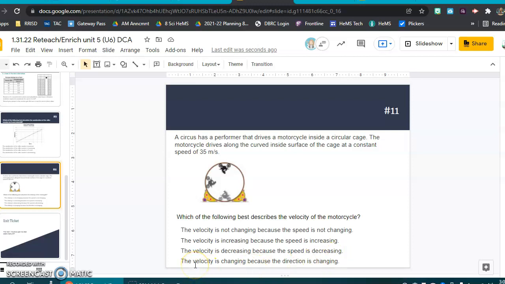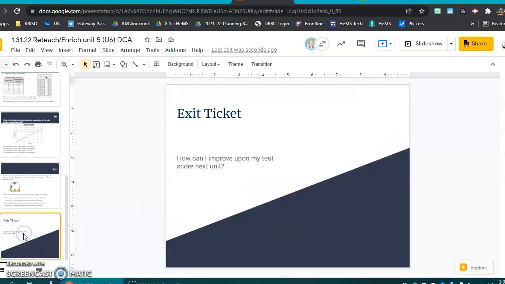Here's our last one. Velocity is changing because the direction is changing. Remember, if I was to walk in a circle, every time I turn, I change what I see. So yes, that would be the last, or D. And then your exit ticket, how can you improve upon my score next unit? I would say we need to make sure we're checking our notes and reviewing things.